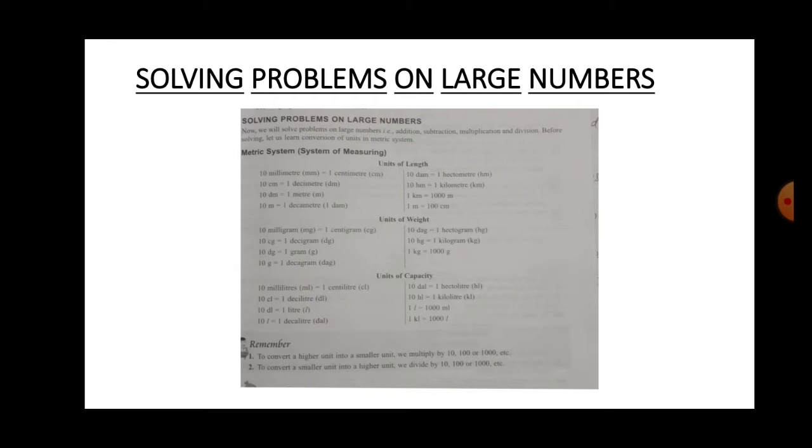But we must remember one thing: while converting a higher unit into a lower or smaller unit, we multiply by 10, 100 or 1000, whereas whenever we convert a smaller unit into a higher unit, we divide by 10, 100 or 1000.